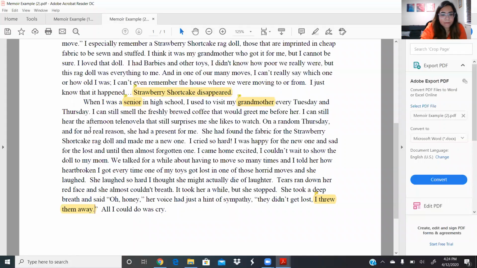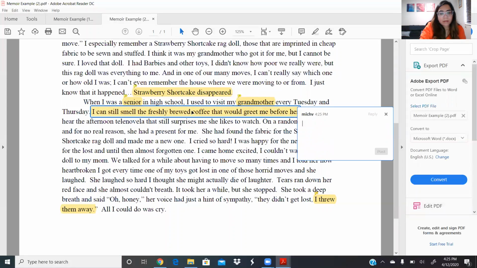So here, for instance, where is it? I can still smell the freshly brewed coffee that would greet me before her. So that's imagery, and it appeals to our sense of smell.